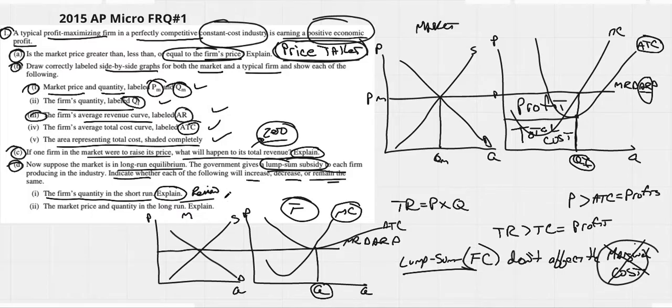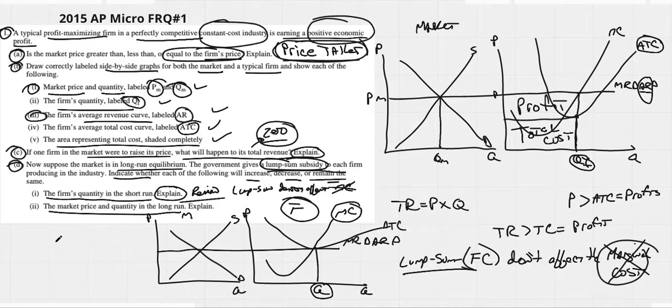And we would explain exactly that, in that lump sums do not affect your marginal cost curve. So if marginal cost is not affected, no change in quantity. But what would happen to the price and quantity in the long run? Now, that's a bit trickier.